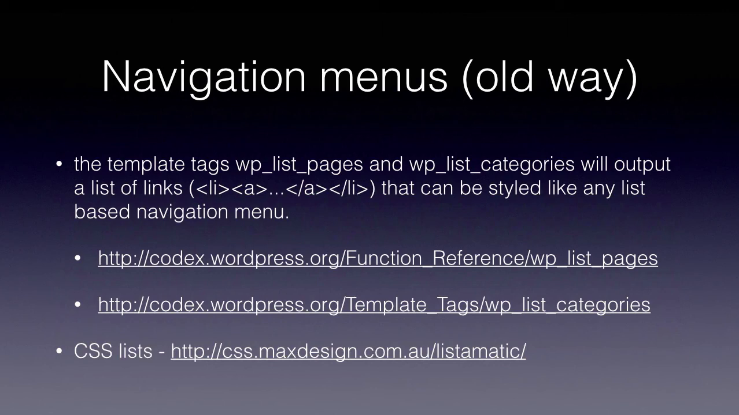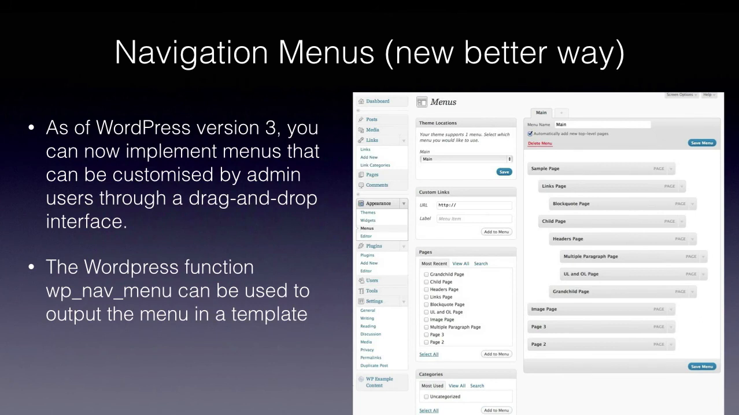Just a brief word on navigation menus. There's sort of an old way and a new way of doing navigation menus. The old way was to use a template tag called wp_list_pages or wp_list_categories, and that would output a bunch of list items and links, which you could then click and it would send you to, if you were listing categories, that particular category, or if you were listing pages, that particular page. So that's the old way of doing it. There's a new and better way of doing it now, which is much more flexible.